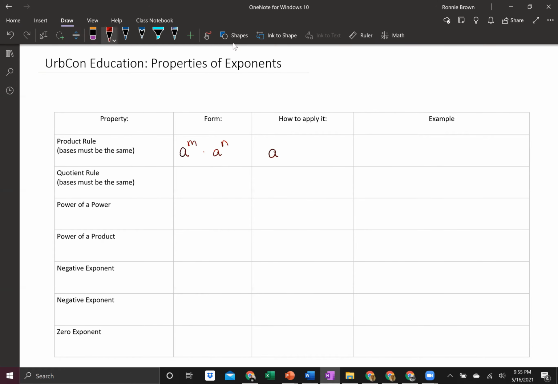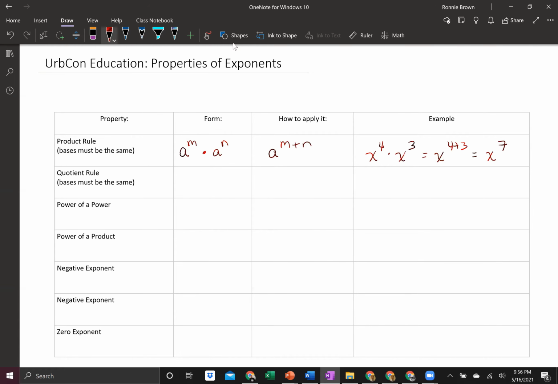So what happens when you see the bases being the same and the exponents being different and it's a multiplication problem? Well, you go ahead and add the exponents. So we say m plus n. So here's our example. Our example could be x to the fourth times x to the third. Well, what do we do here? We go ahead and add the exponents, 4 plus 3. So this gives us x to the seventh power.